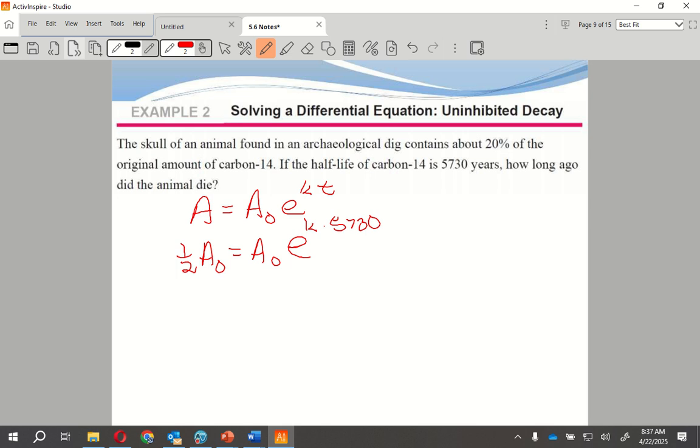Divide both sides by a sub naught, I get 1/2 is equal to e^(k·5730). Take the ln of both sides. Yeah, let's do ln. ln 1/2 equals k times 5730.